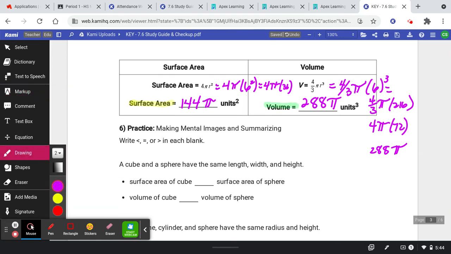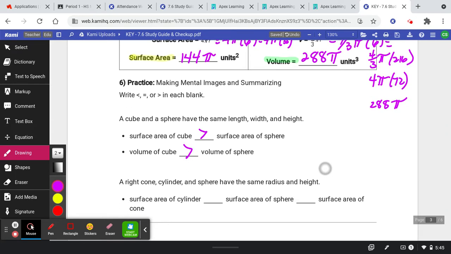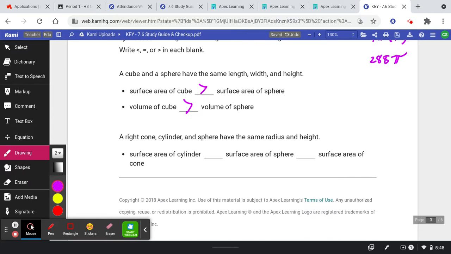Okay, so a cube and a sphere have the same length, width, and height. So picture a cube, picture a sphere. But remember that the surface area of a cube is always going to be greater than the surface area of a sphere because it's got those corner spaces that the sphere does not. And the volume of a cube is also greater than the volume of a sphere. A right cone, cylinder, and sphere have the same radius and height. Well, the surface area of the cylinder is going to be greater than the surface area of the sphere, which is greater than the surface area of the cone. Picture the cone as the smallest surface area.